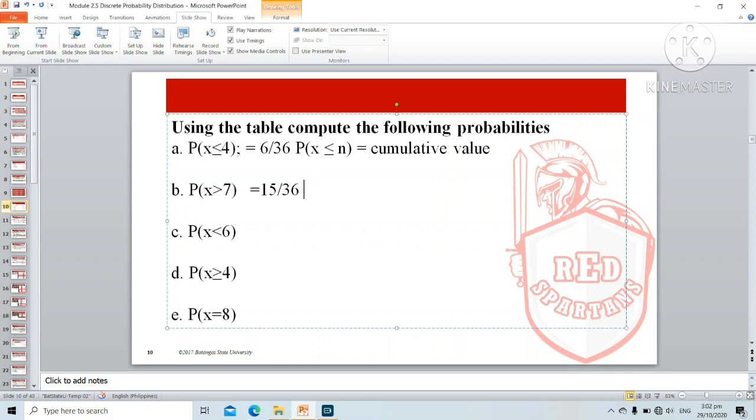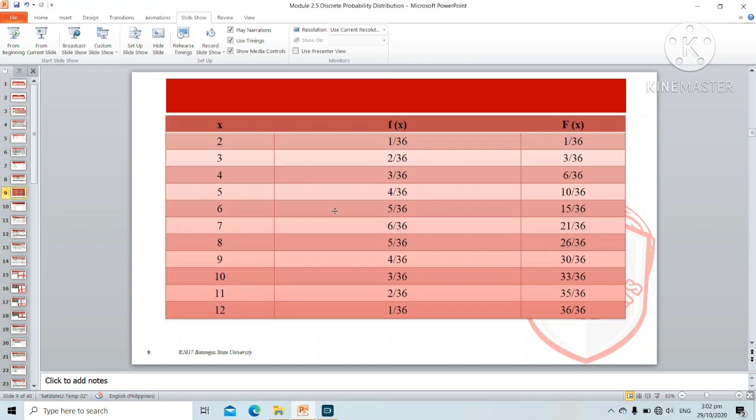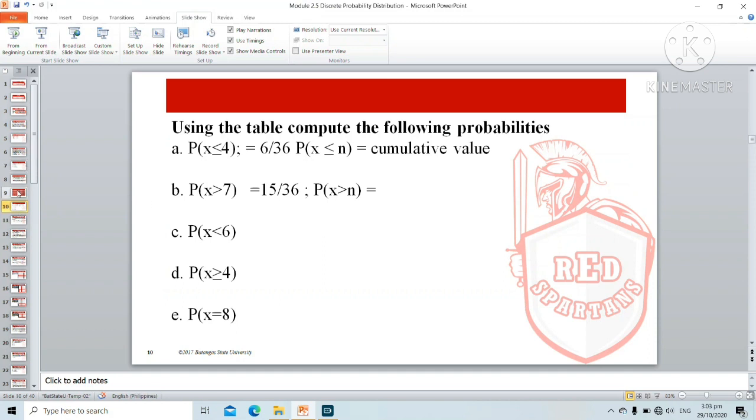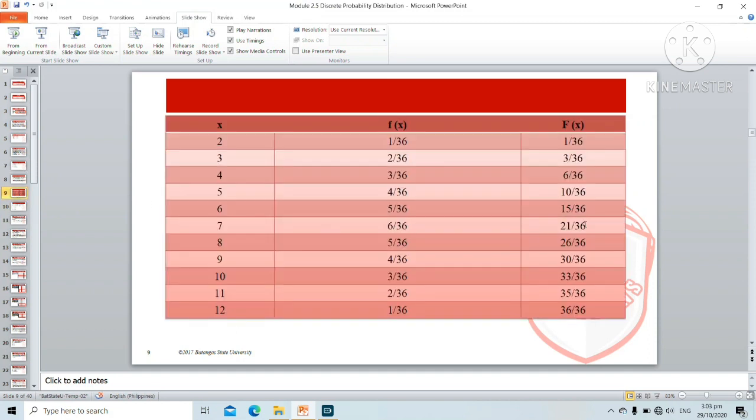So ano yung ating magiging formula? Probability that x is greater than n. Ano yung formula natin? Dito tayo lagi magbe-base sa cumulative. Ano ang formula natin kapag dapat ang lalabas na value ay 15 over 36? 7.